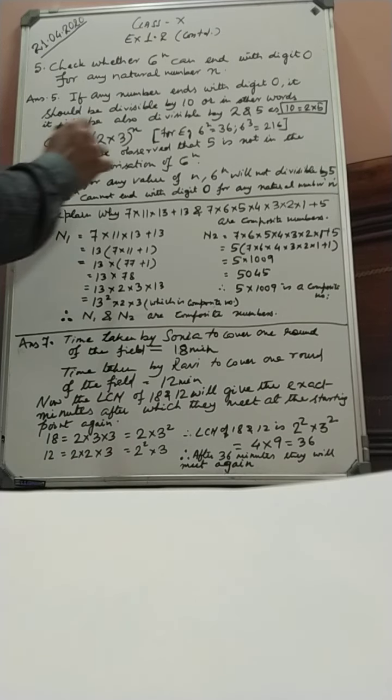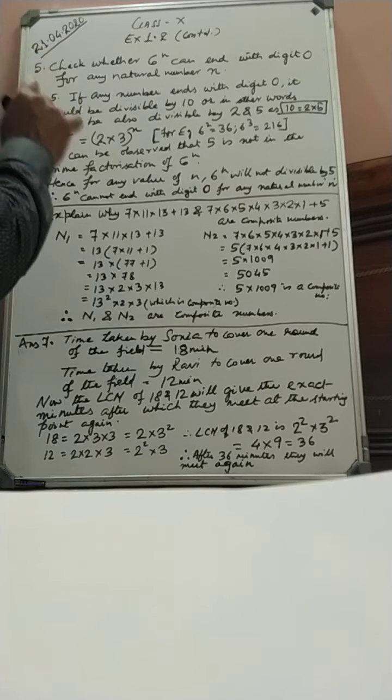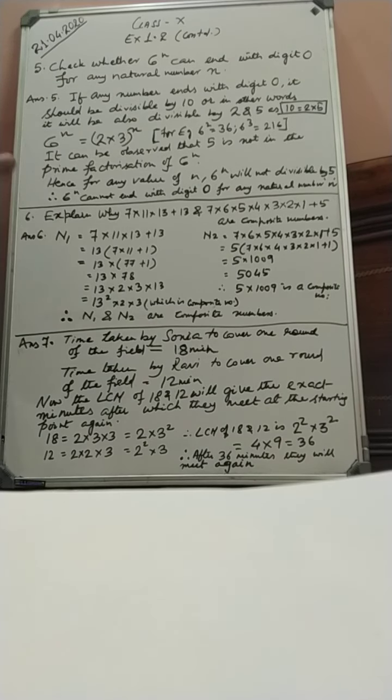So it can be observed that 5 is not in the prime factorization of 6 to the power n. Hence, for any value of n, 6 to the power n will not be divisible by 5. Therefore, 6 to the power n cannot end with a 0 for any natural number n, because 5 is not present, it is missing.